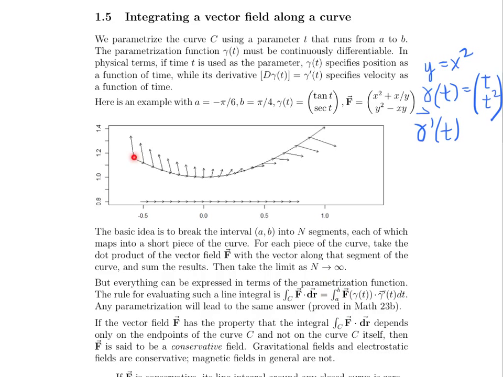What is the parameter equal to at the start of the path? What is the parameter equal to at the end of the path? Those are our bounds of integration. And we integrate that. That will give us our line integral.